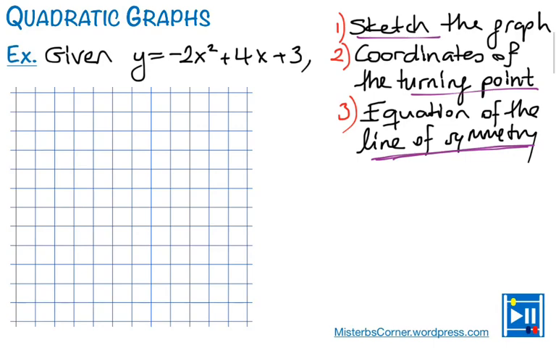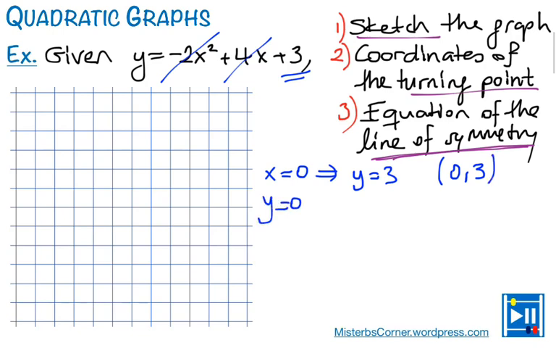We'll see how. For x equals 0, y equals 3, the reason, well, these are all gone, and we write this as a coordinate, right? So I have the y-intercept to be (0, 3), and then for y equals 0, minus 2x squared plus 4x plus 3 equals 0. Just because I'm asked to write the coordinates of the turning point as well, which I can only find by completing the square, I'm going to solve this equation by completing the square as well.